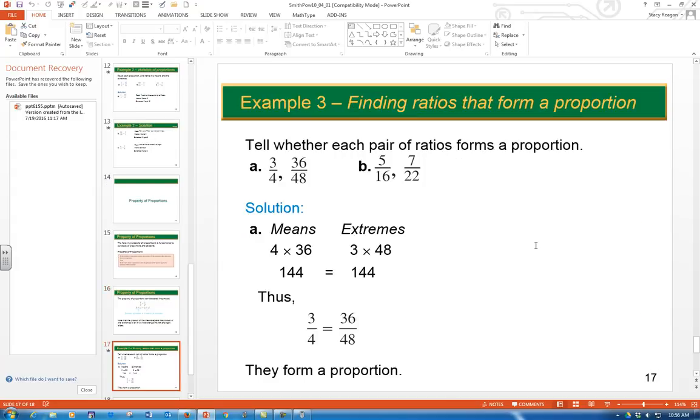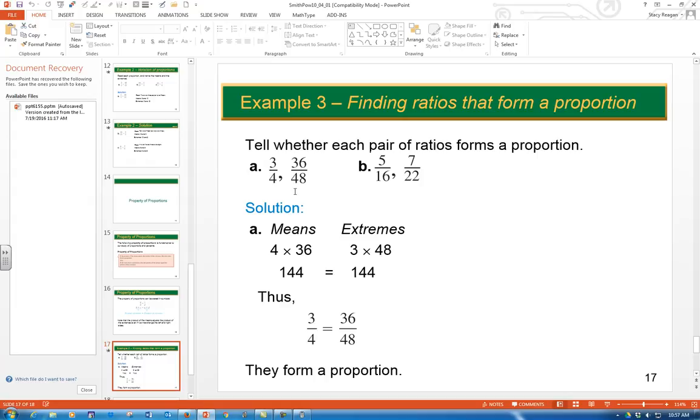If you look at the example here on the slide, it says tell whether each pair of ratios forms a proportion. Now, here's a ratio and here's a ratio. They're both fractions. Notice that this one is not reduced. When you put them with a proportion, they're not probably going to be reduced because they're equivalent forms of the same fraction. So what you're doing here is you're checking to see if these 2 fractions are really equivalent.